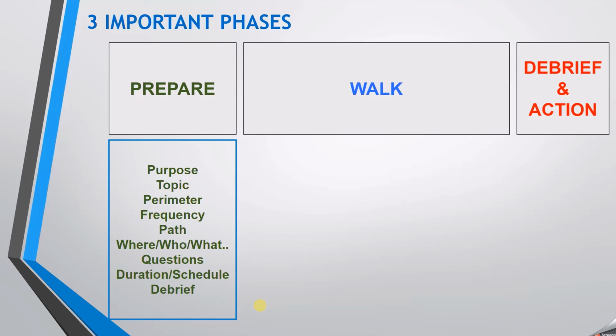Prepare your path: who you want to see, who you want to interview. Is it the right person? Be sure they will be available. Prepare the questions, the things you want to observe, the things you want to check.